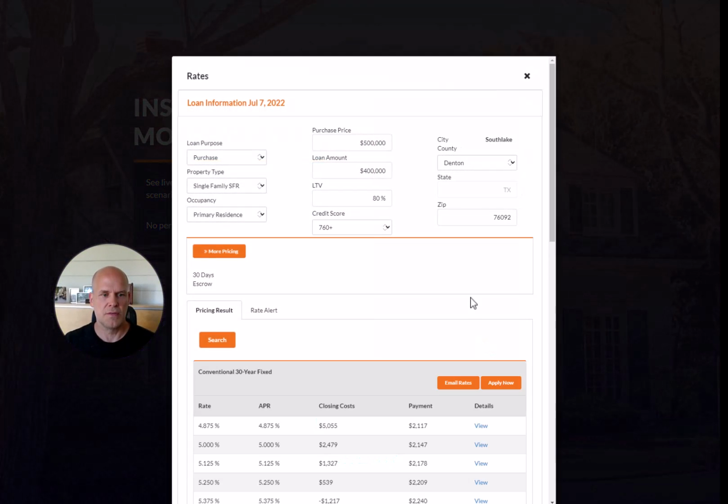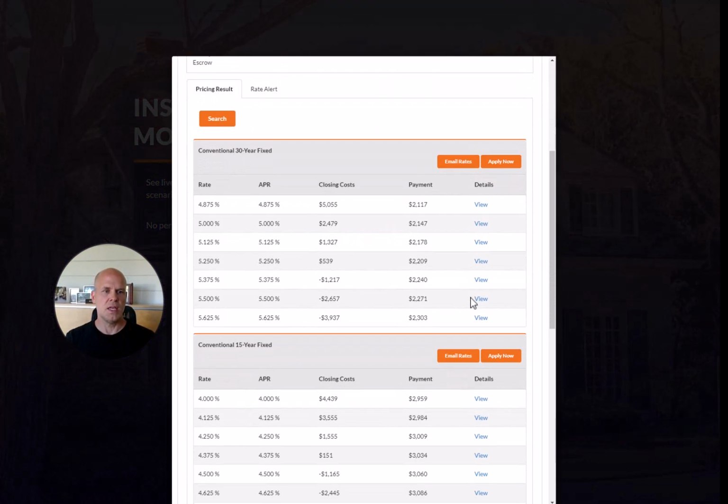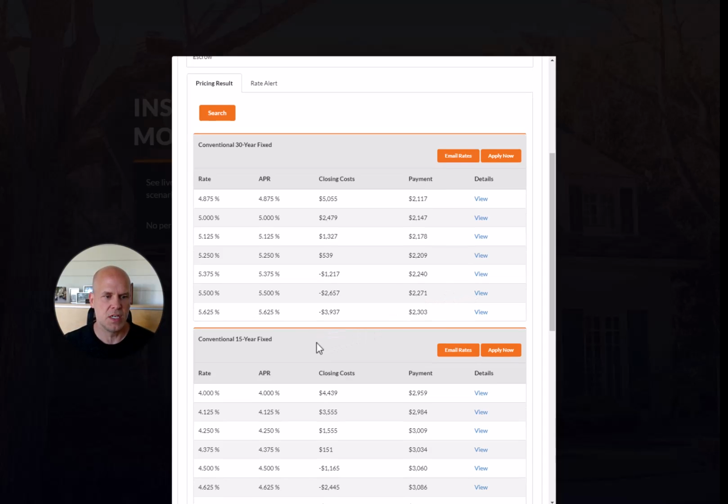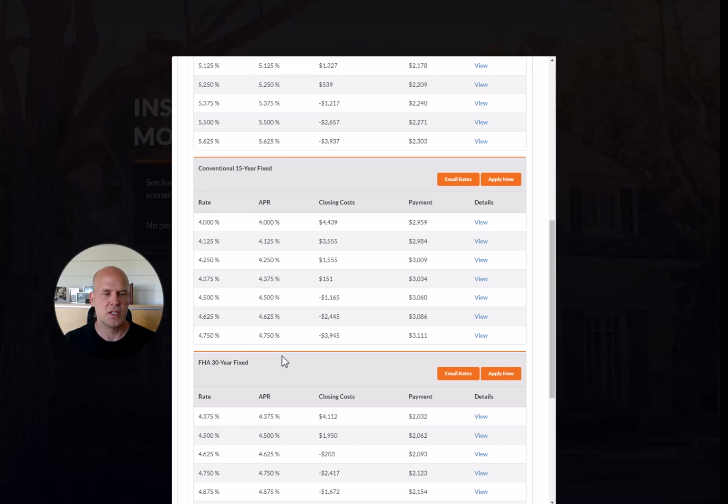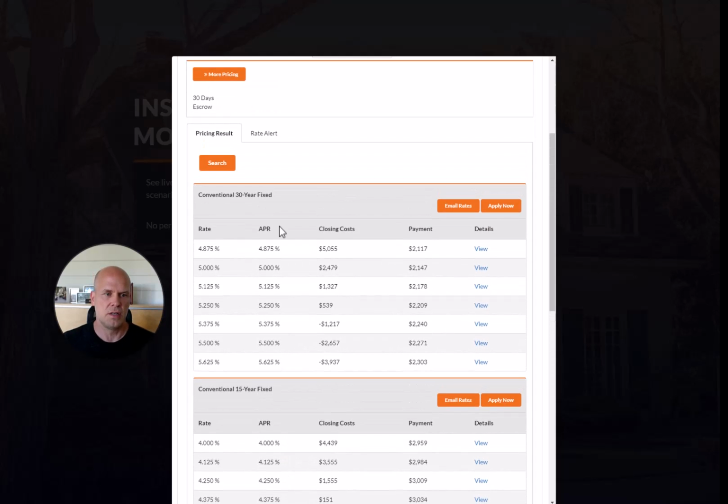Okay, so it works on it for a minute, and then it gives us some options. We've got a 30-year option, 15-year, FHA, but let's look at this 30-year option. You'll notice right away that there's more than one interest rate available. It's a common conception that each lender has one rate. What rate are they offering? Kind of a thing. But actually, more than one rate is available every day. So, and that's what we've got going here.